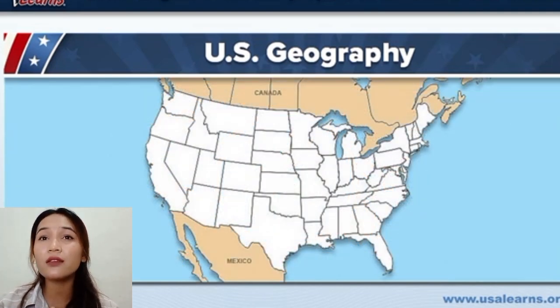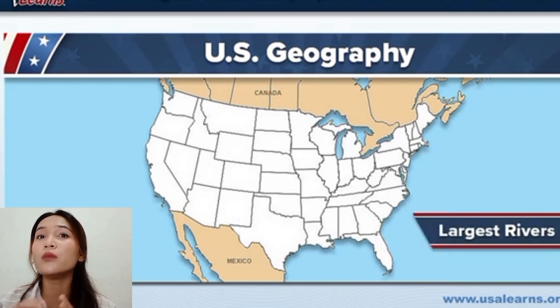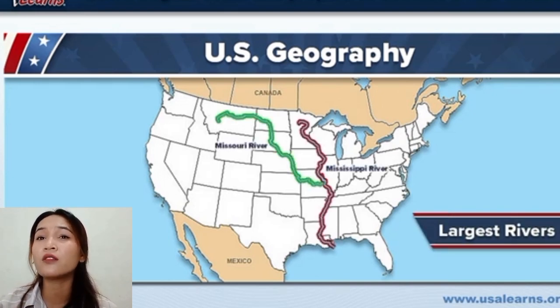There are mountains, deserts, lakes, and rivers. The 2 largest rivers in the United States are the Mississippi River and the Missouri River. Both rivers flow through many states in the central part of the country.